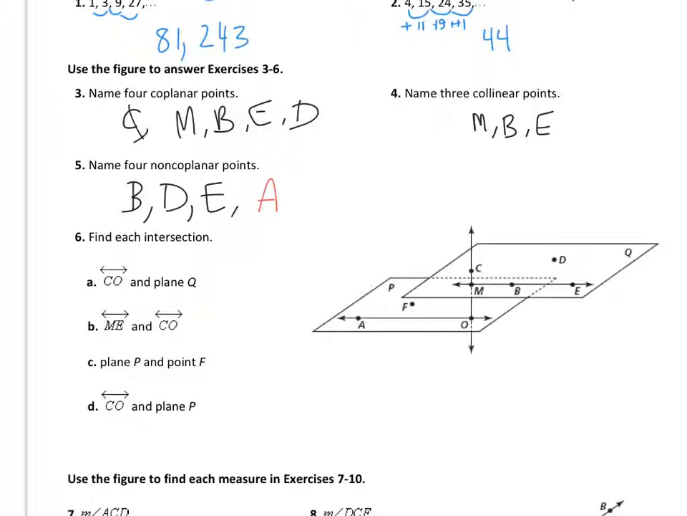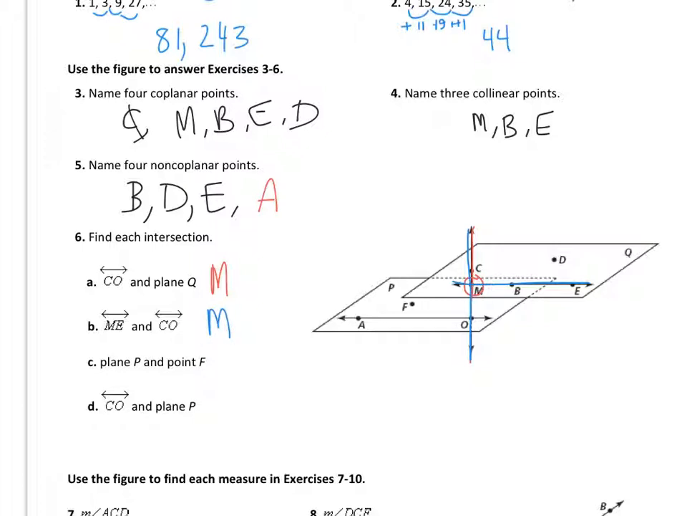Okay, 6, find each intersection. So CO, the line, crosses plane Q at point M. So think of a pencil being the line, and it's slicing through the paper Q at point M. It's just a point. What's the intersection of the line ME and the line CO? So the line ME and the line CO intersect at point M again.